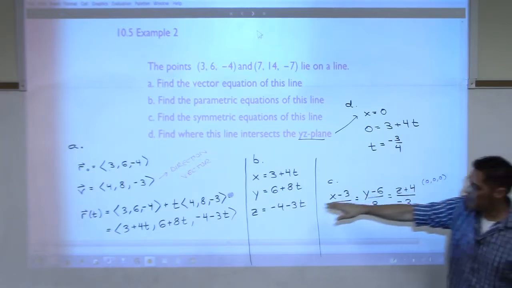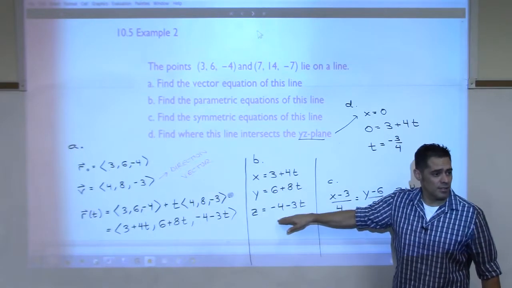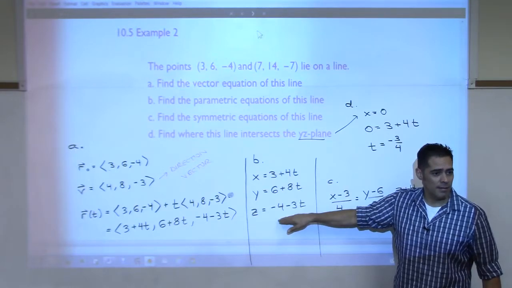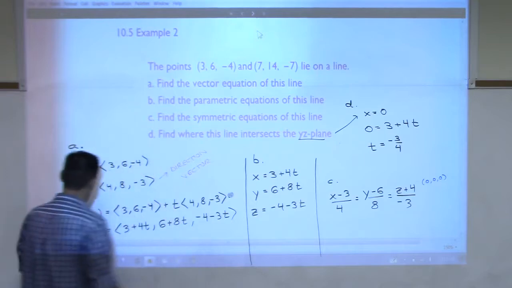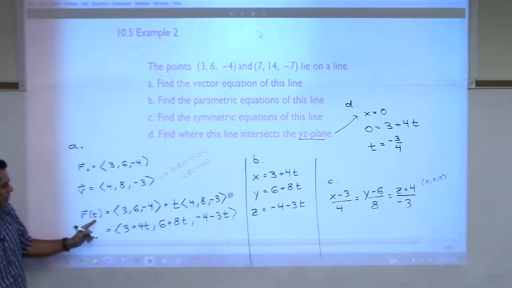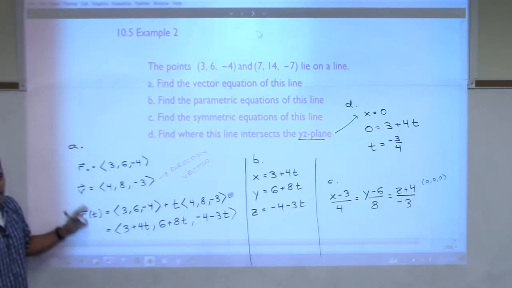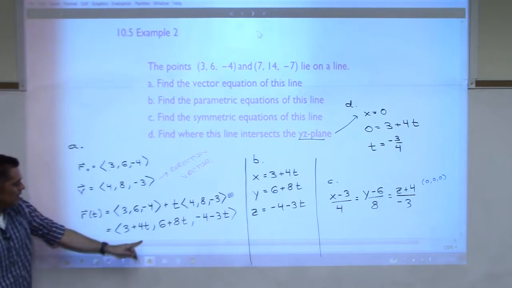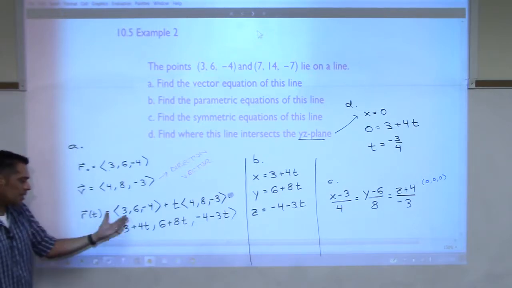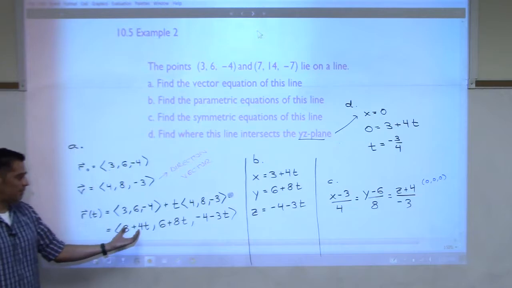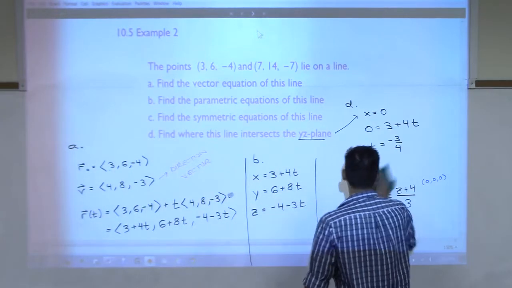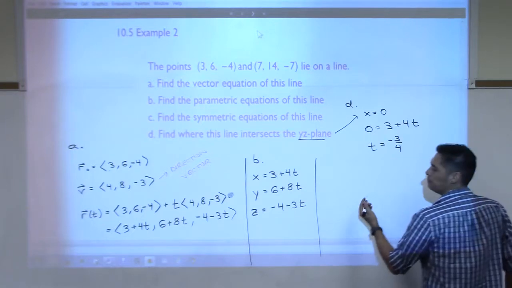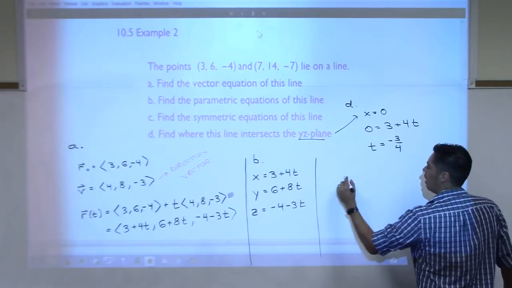Then you can go back to these 2 equations and get your y and your z, right? Or you could just come back to the very beginning here and plug -3/4 into this. Either way, what should happen if I plug -3/4 in right here? 0, right? Because that's where we got it from. And then these 2 are going to spit something out. So let's go ahead and get what they spit out.